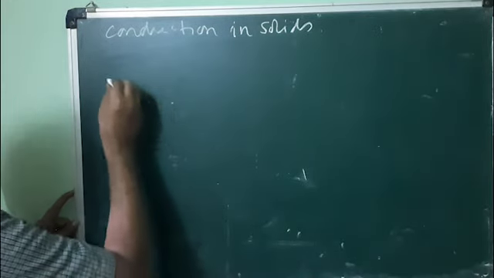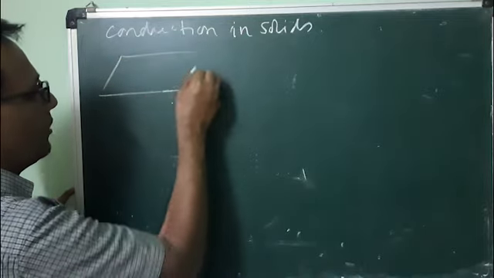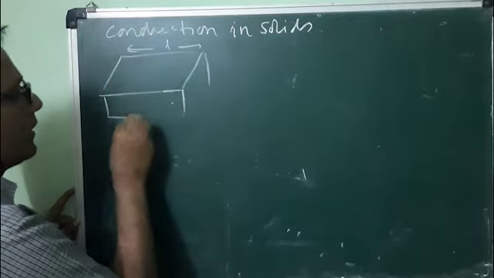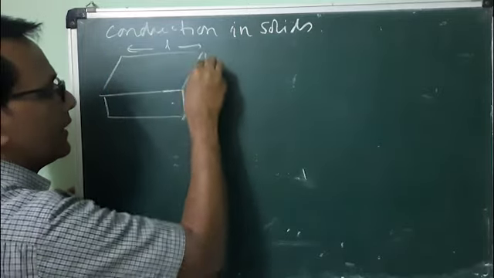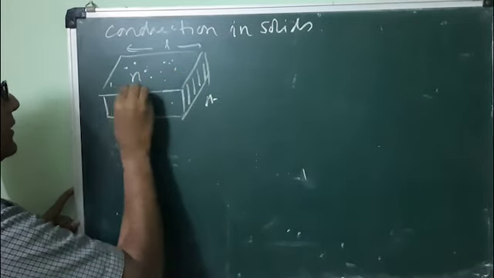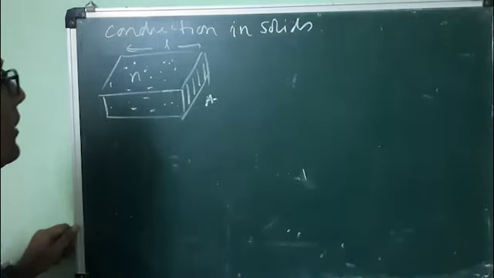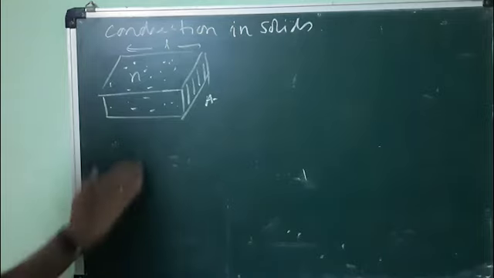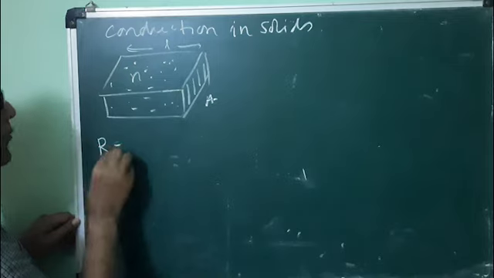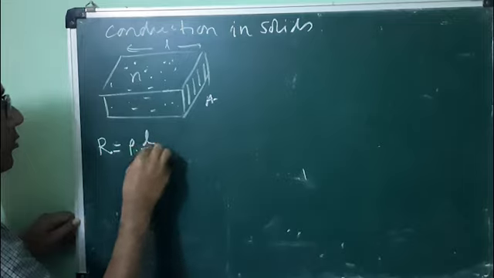So let us have a block of semiconductor or a block of metal of length L and cross section area A, and N is the total number of electrons inside this block. If you want to calculate some basic physical parameters for this block, then we have the resistance R, which is proportional to the length and inversely proportional to the cross section area: R = rho L by A.